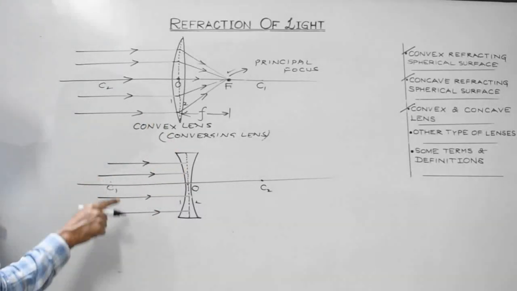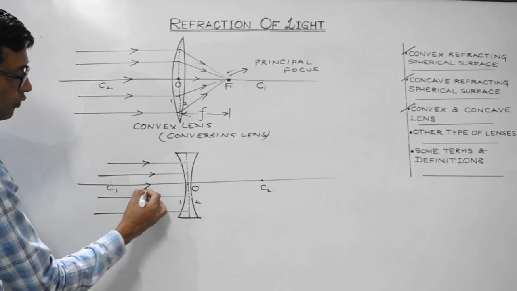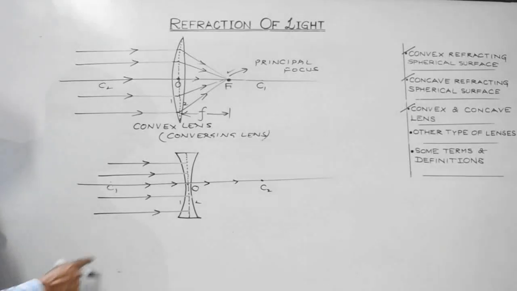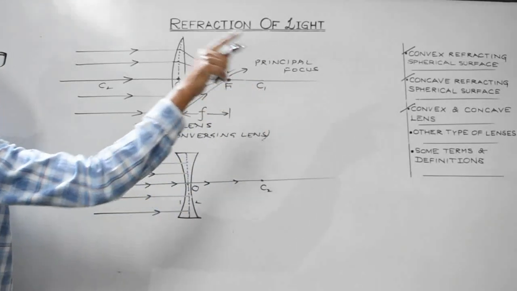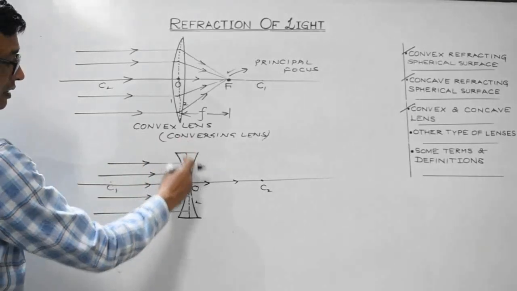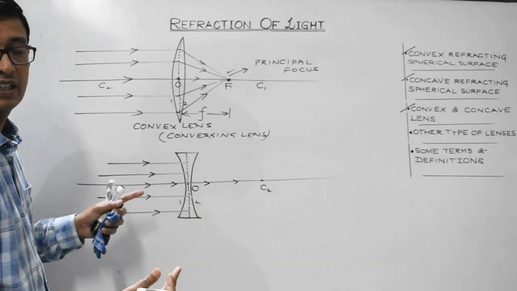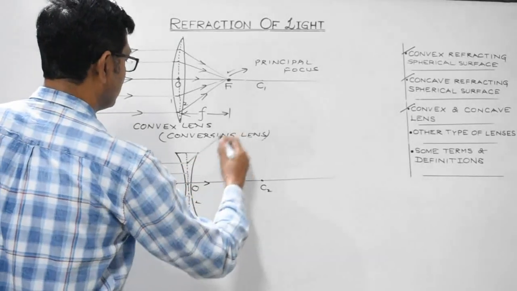Now as I have told you, optical center is that point which lies inside the lens from where if the light passes, it will remain undeviated. Always remember, from the optical center, if the incident light passes, then it will remain undeviated. Now in this case, what happens is, the rays after refraction, it will diverge. That is, it will appear to be coming from a particular point. Like this, it will diverge like this.